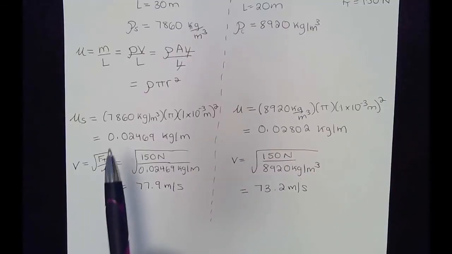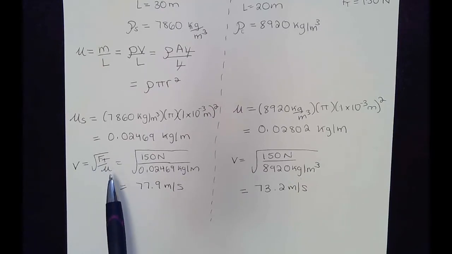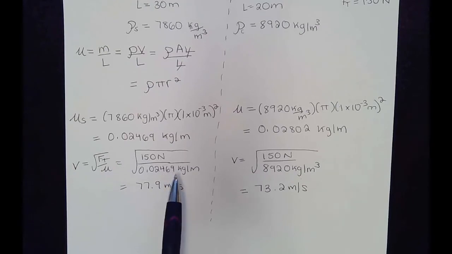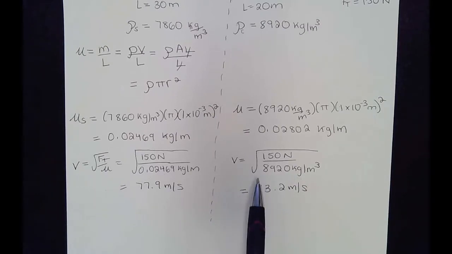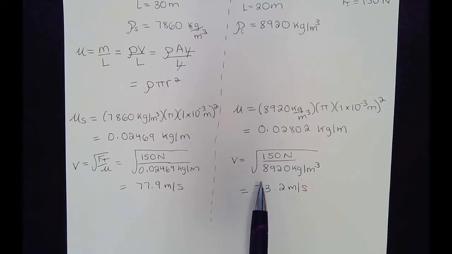Okay, and now let's do the wave speed. I've just added this in. We want v = √(FT/μ): 150 newtons over 0.02469 kilograms per meter for steel gives 77.9 meters per second, and for copper, 150 newtons over 0.02802 kilograms per meter gives 73.2 meters per second for the speed of the wave in copper.